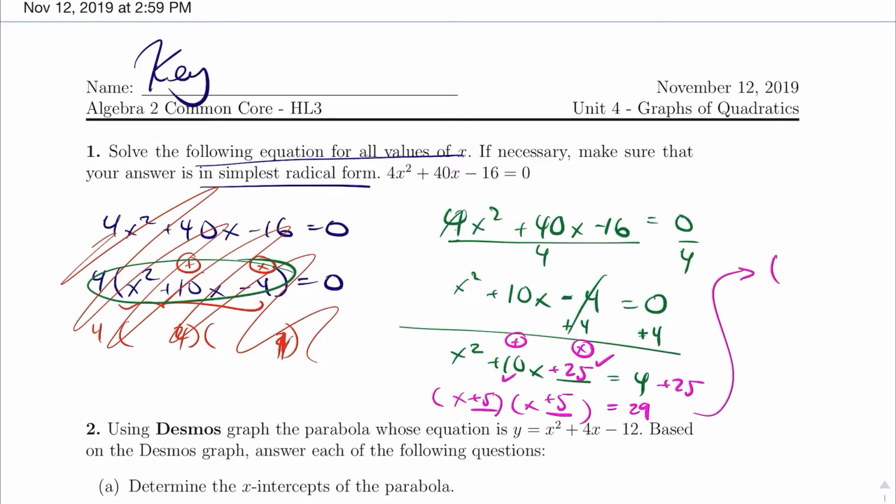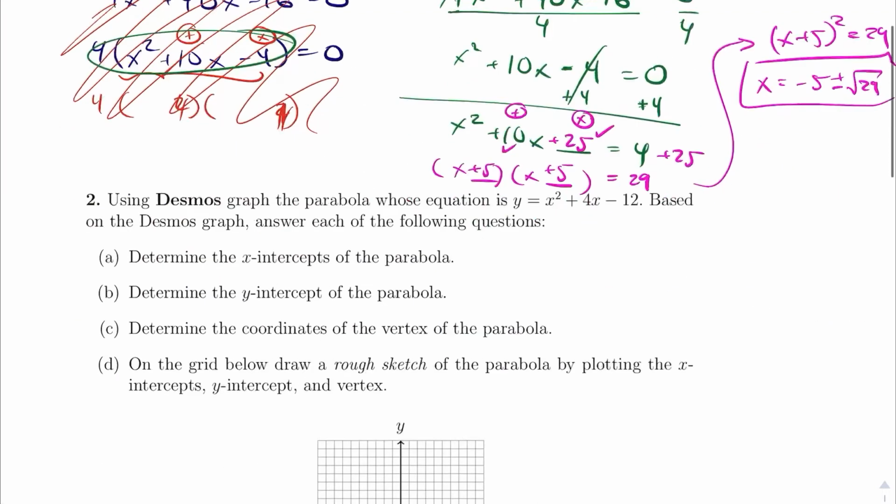So now we get x plus 5 all squared equals 29, and we write the answer down as -5 plus or minus the square root of 29. Notice that this is 2 answers because we had the highest power of 2, and it all looks good.